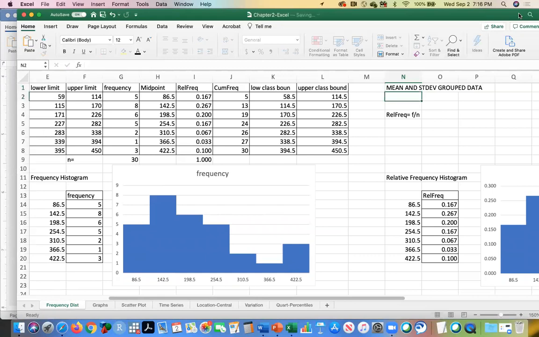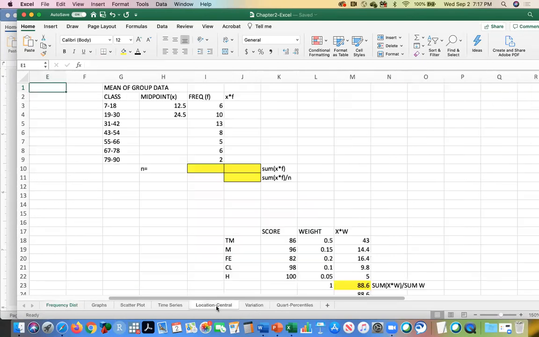So I'm going to show you how to do it, but as part of your assignment, you have to figure out how to find the mean and the standard deviation of this group data. So what we're going to do is the following.